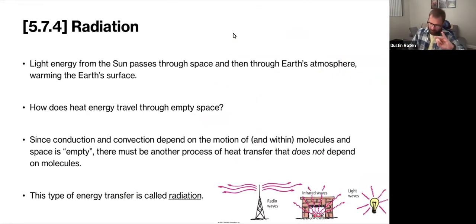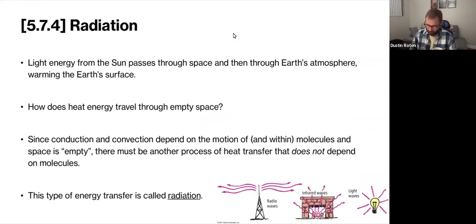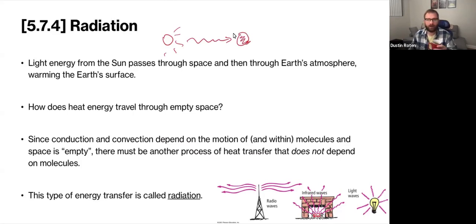Now, the last thing we need to talk about is radiation. Light energy from the sun passes through space and gets to the Earth, passes through the Earth's atmosphere, and then warms the Earth's surface.